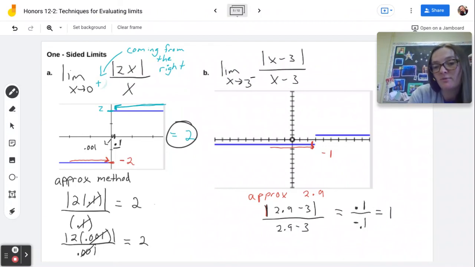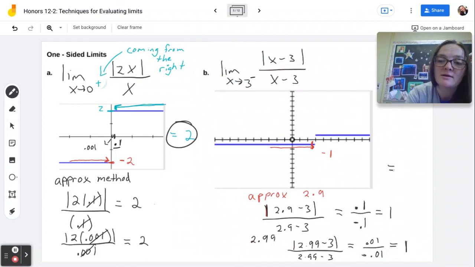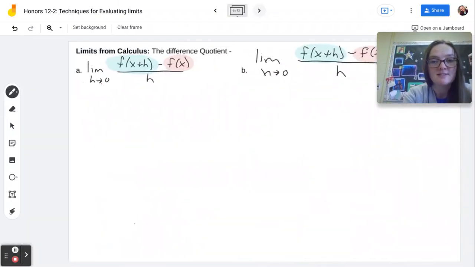If I change my approximation to be even better, like 2.99, then my approximation will be 2.99 minus 3 all over 2.99 minus 3, which is 0.01 over -0.01, which is still 1. And so the limit here must be 1. Okay. All right, let's keep going.